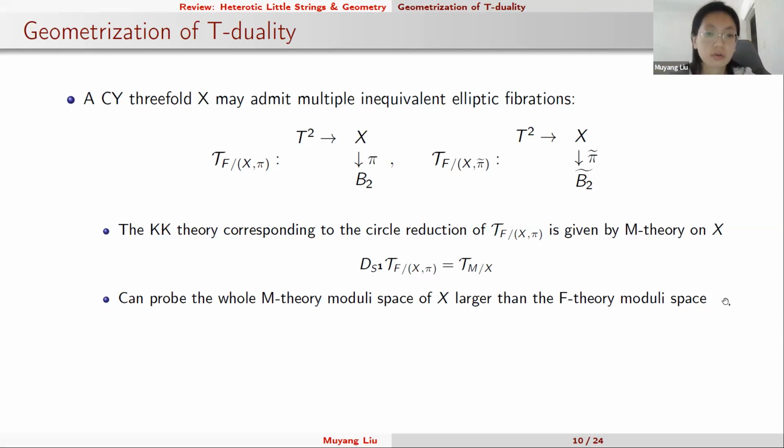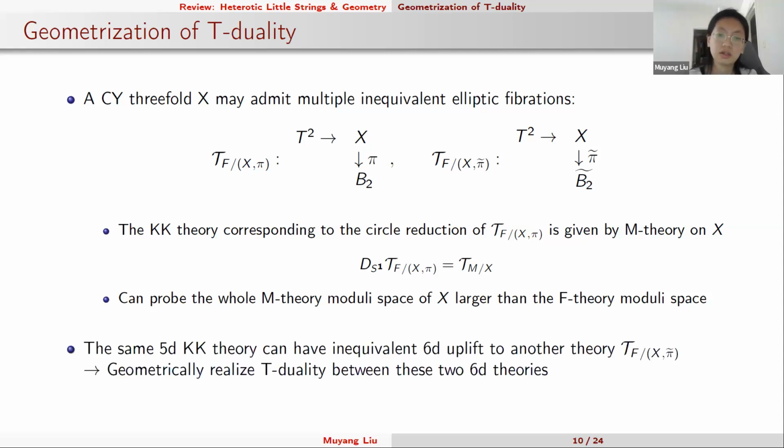And the KK theory corresponding to the circle reductions of the 6D series is given by the M-theory on X, such that one can probe the M-theory moduli space of X, which is larger than the F-theory moduli space. And once you have a different 6D uplift to another F-theory, this is to say that we geometrically realize the T-dualities between those two 6D series.